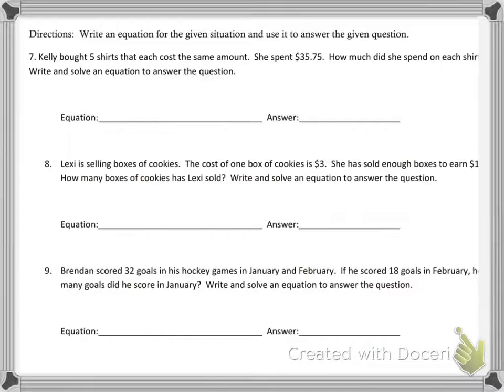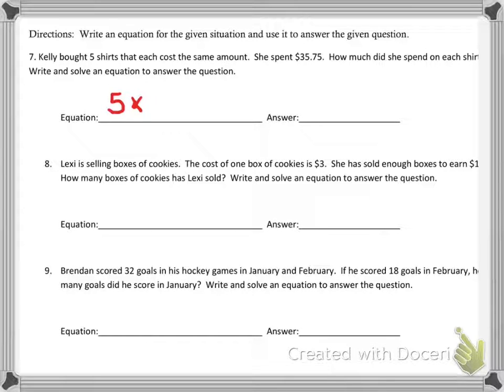Moving on. Write an equation for the given situation and use it to answer the given question. Kelly bought 5 shirts that each cost the same amount. She spent $35.75. How much did she spend on each shirt? Write and solve an equation to answer the question. All right, so here's what we have. She bought 5 shirts. They all cost the same amount. I don't know how much they were, but that's my variable. It's no big deal. If I don't know, I just make it a variable.